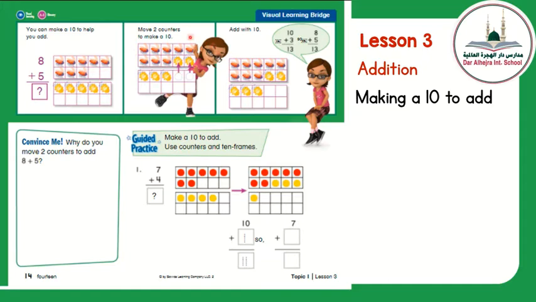This is called making a 10 to add. We make the first 10 frame complete, then we quickly count it so that we know this is 10, then we know how many more, and then from 10 we can count on after 10: 11, 12, 13. This helps us to add quickly. So this is the making 10 to add method.